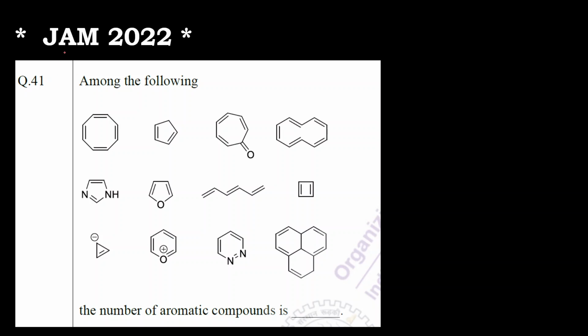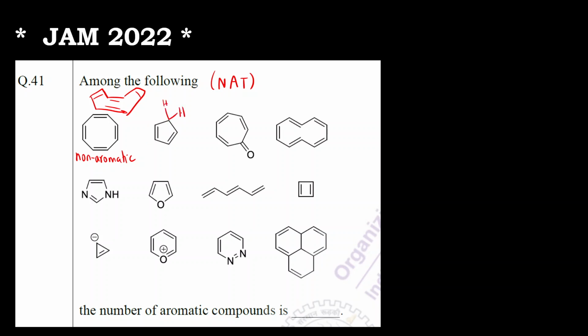Okay, so let us first solve this question that was asked in JAM 2022 paper. This was asked in numerical answer type, that means you have to insert one number or integer. So the first molecule you can see is cyclooctatetraene. We had seen this is non-planar, so this is going to be non-aromatic. It has a tub-shaped structure. It is not planar like this. Okay, it is non-aromatic.